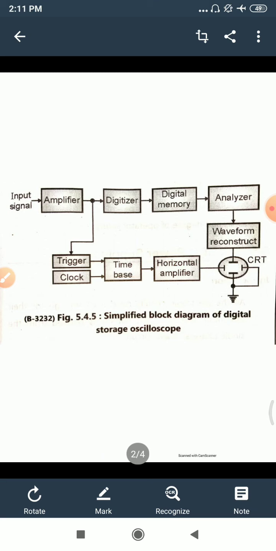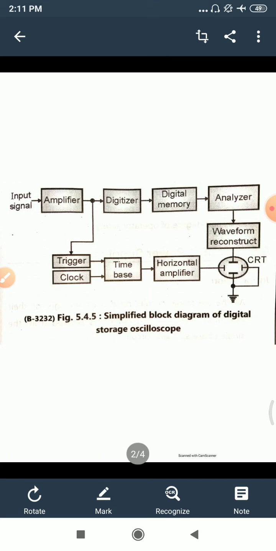Okay, and it will process the input signal for further information. Now whenever you have a look at a DSO, the front panel will look somewhat like a CRO with more and more functions. You have seen a digital CRO in the laboratory, so that type of DSO we can observe. On the front panel you will have a number of function keys on the keypad, and on the other side you will have the screen.